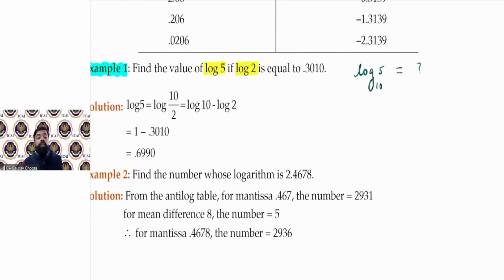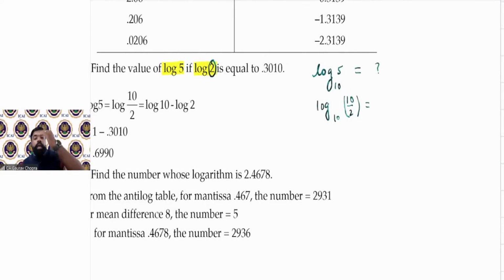Now, how can we write 5 in another way, by using this number 2? Using 2, how can you write 5? That is 10 upon 2, you can write. So we can write log of 10 upon 2 base 10. Now you can apply the property log of m upon n, log of m divided by n. So it will become log 10 base 10 minus log of 2 base 10. Right, this we can write.